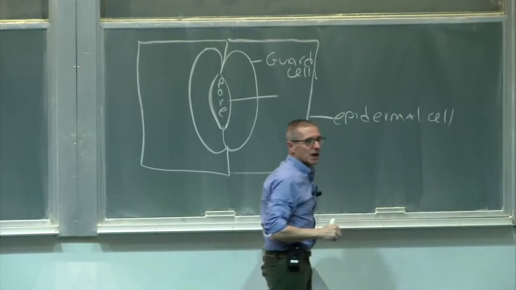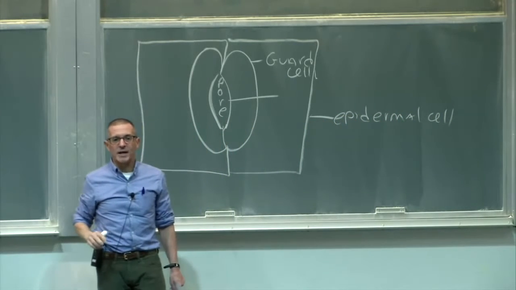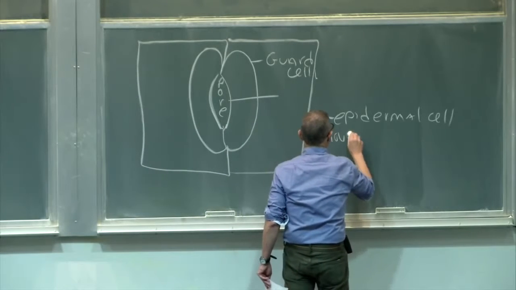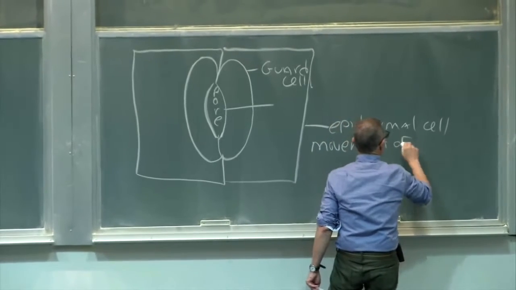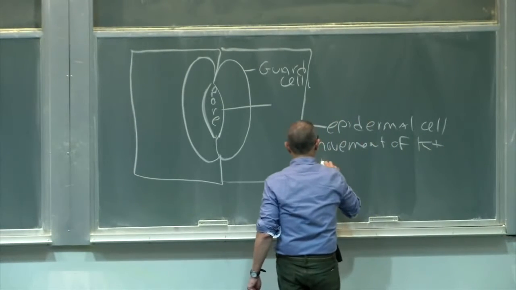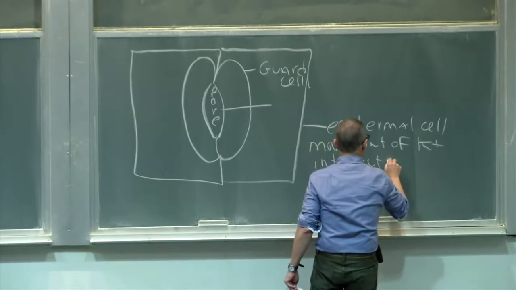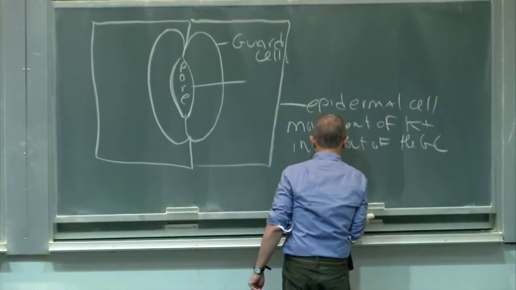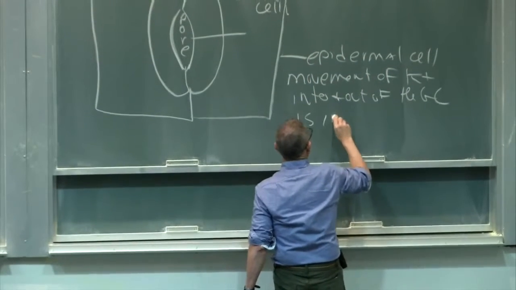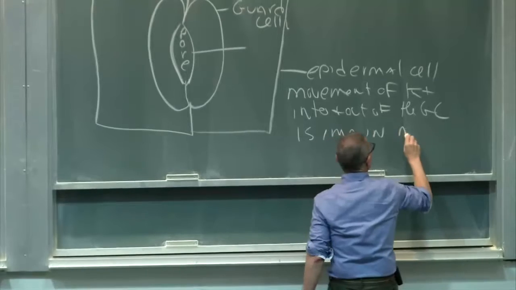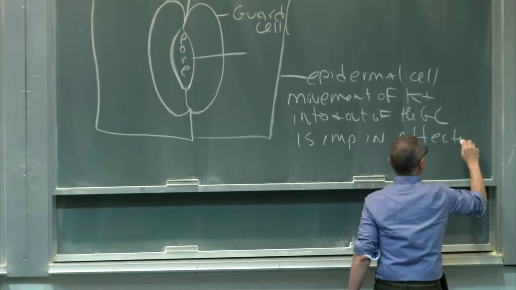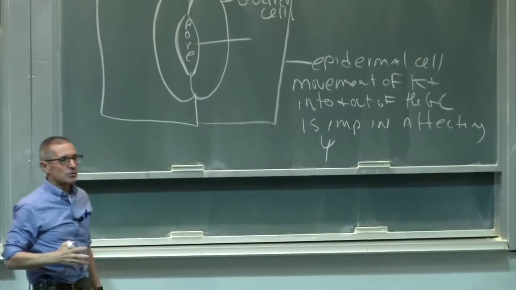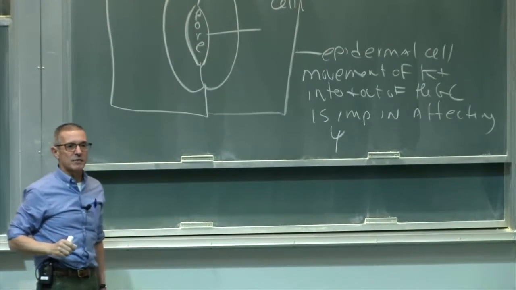And for this discussion, I want to take you back to a point we made at the end of the lecture last time, which is that the movement of potassium into and out of the guard cells is important in affecting the psi. So potassium is the ion which we're moving across the membrane of these living guard cells.